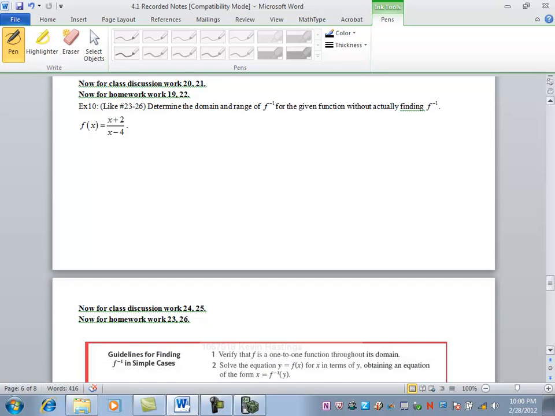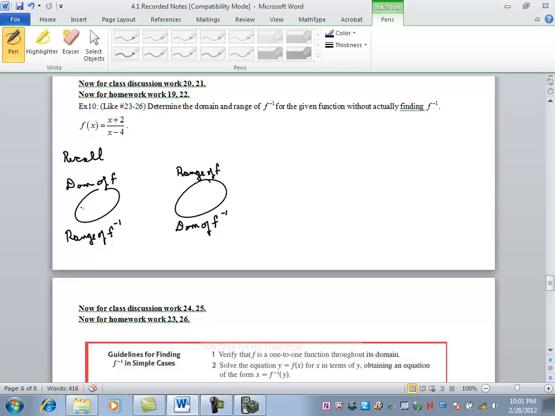And I guess I'm getting ahead of myself here a little bit. I thought we were going to get to find the inverse of this particular function, which we could. But it says here to determine the domain and the range for the inverse without actually finding the inverse. Now just recall, just a reminder, that the domain of f is the range of f inverse, and that the range of f is the domain of f inverse.